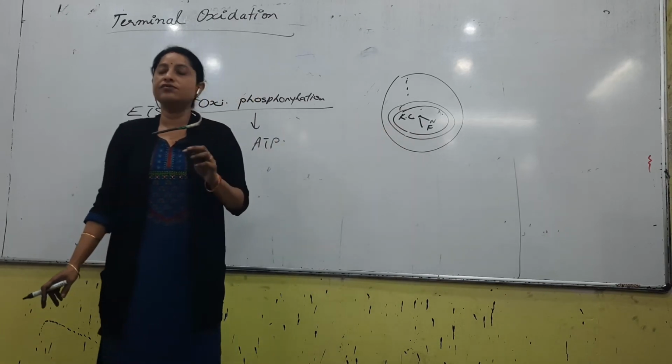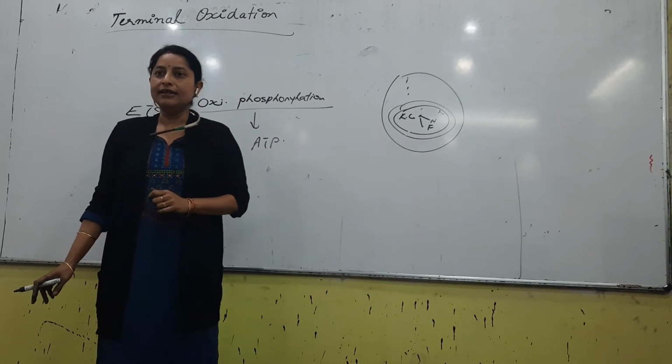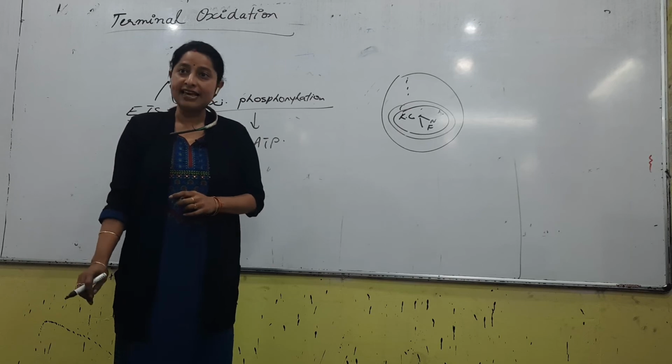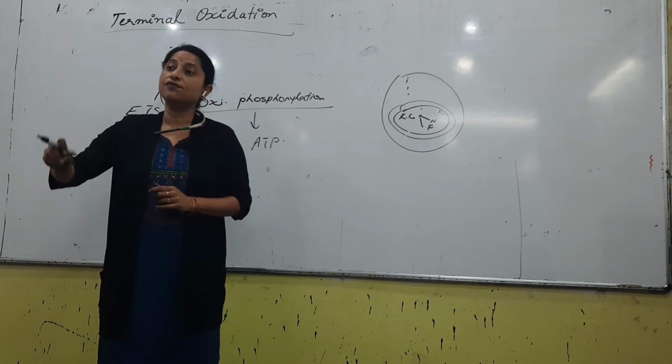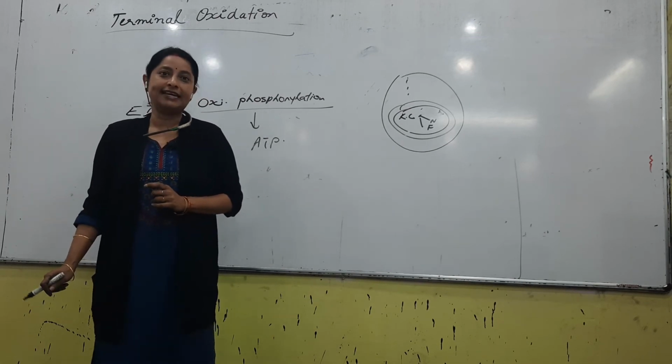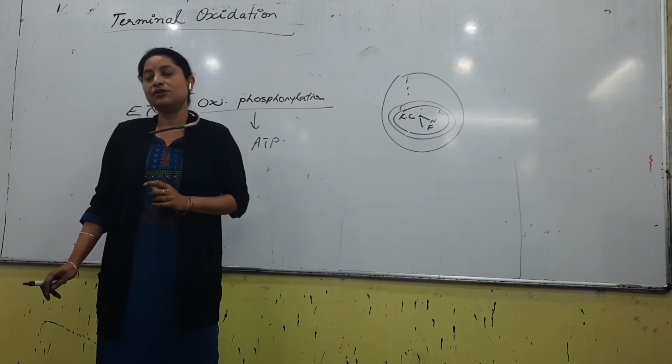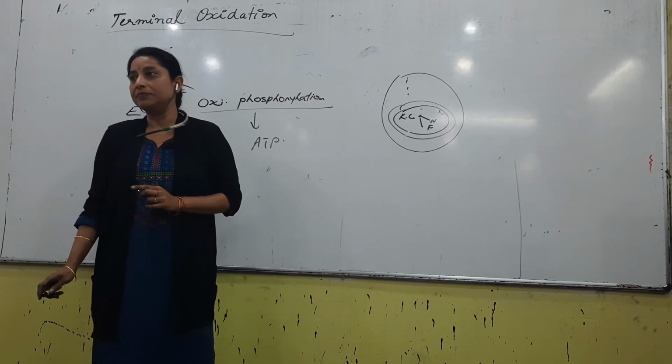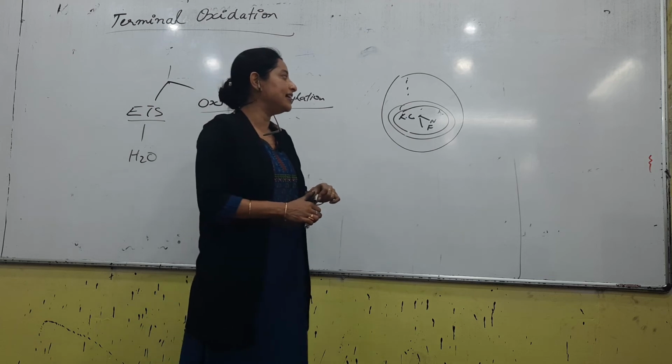If the matrix has reducing cofactors, then we could have used a statement saying mitochondria is the house of the reducing cofactors. But mitochondria is the house of ATP. It is not a house of NADH2 or FADH2.